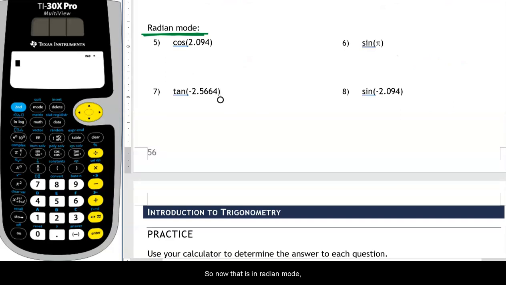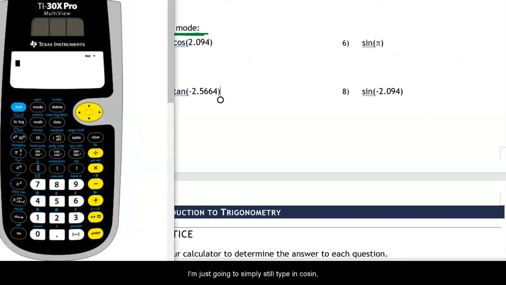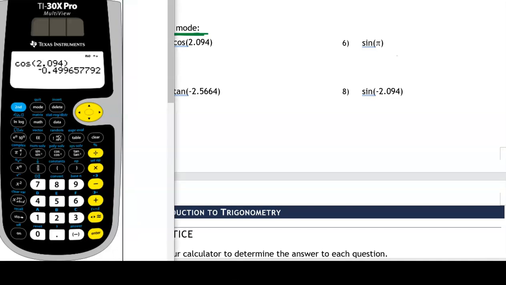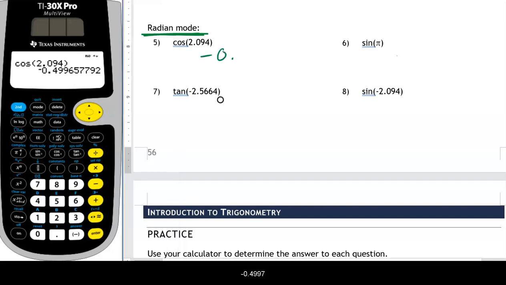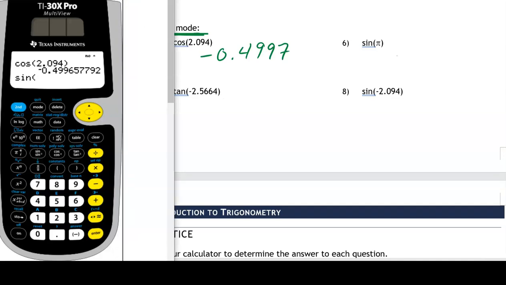So now that it's in radian mode, I'm just going to still type in cosine. Put in my number, 2.094, enter. So our answer will be negative 0.4997 once we round.